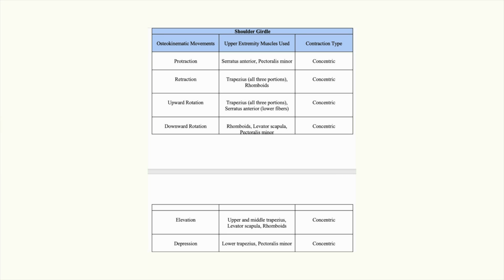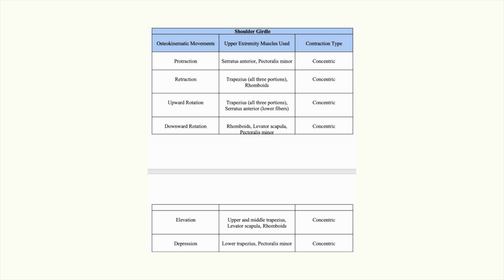So I started off with the shoulder girdle section, and in this section, much like the other ones that I'm going to be discussing in this video, I started with the osteokinematic movements, the upper extremity muscles used, and then lastly, the contraction type. So my first osteokinematic movement was protraction, and the upper extremity muscles used were the serratus anterior along with the pectoralis minor, and the contraction type was concentric.